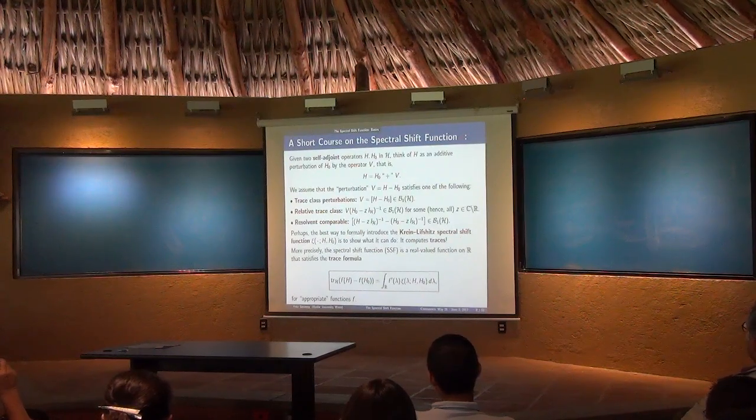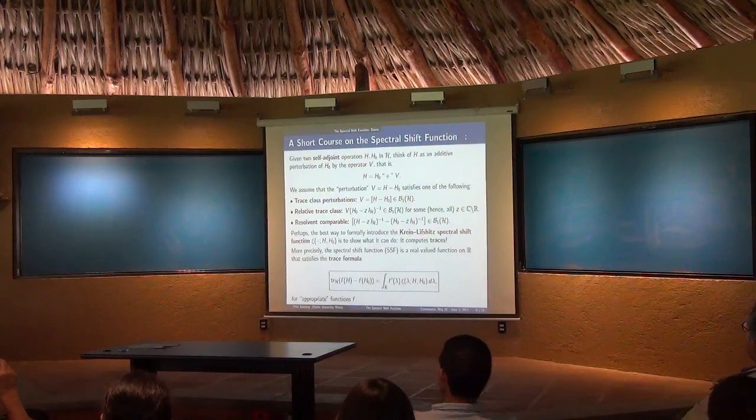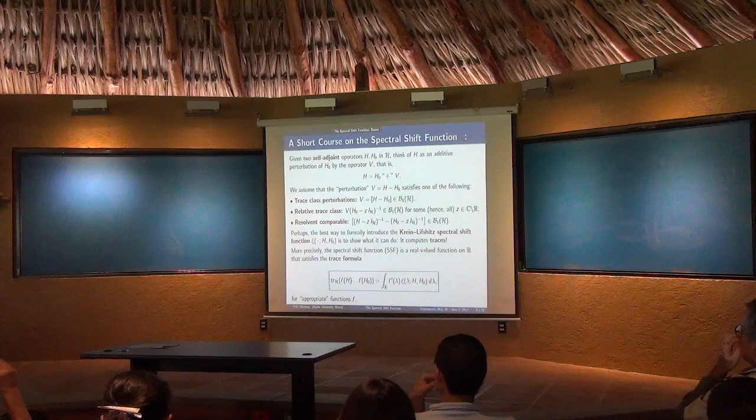The hardest case to handle is when just the difference of the resolvents is trace class. That's the most general one. And in many ways, much more difficult than the first case in particular. Anyway, in all these three cases, we can do it. We can define a spectral shift function, and I will eventually get to that.